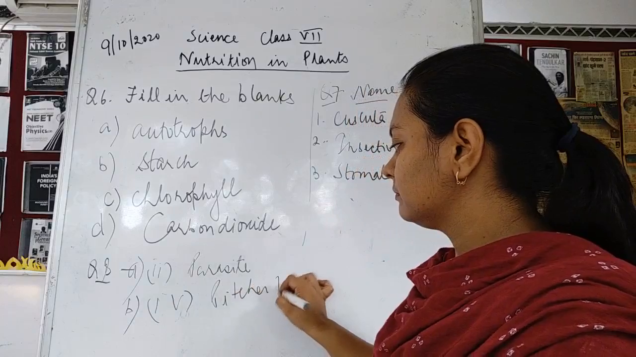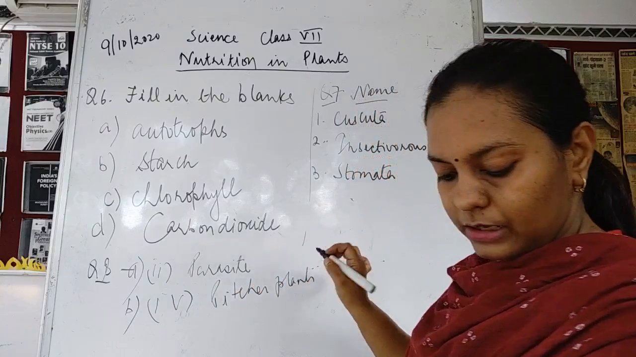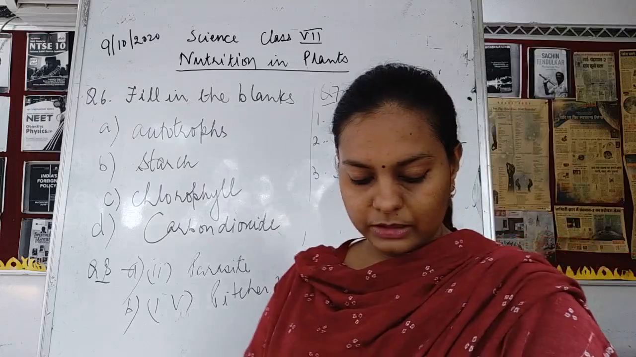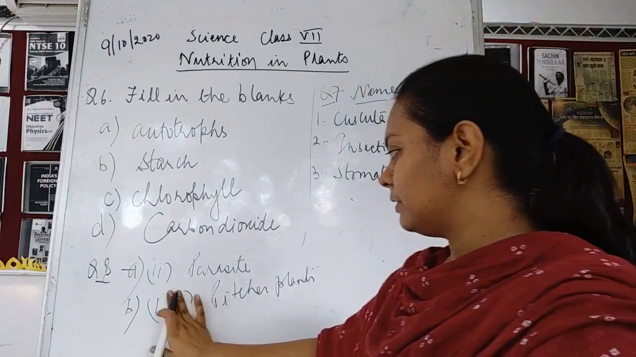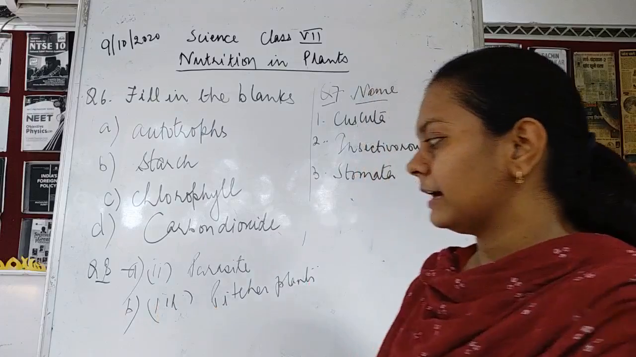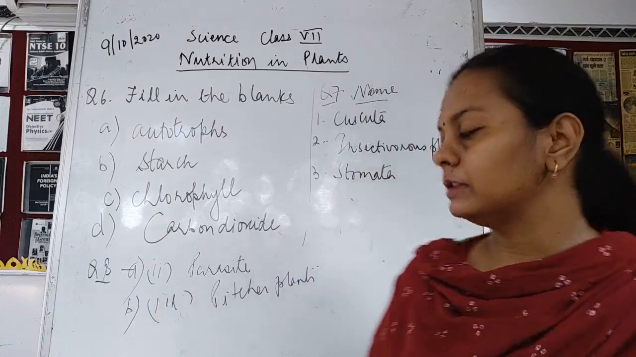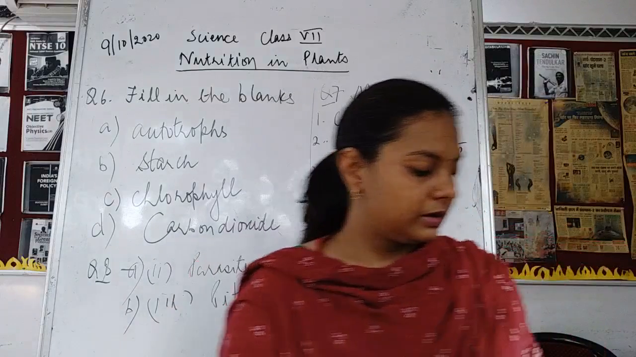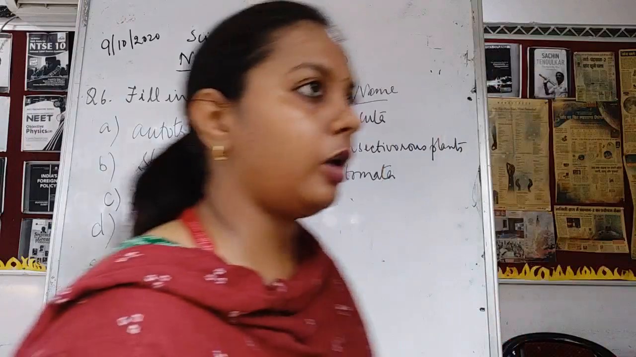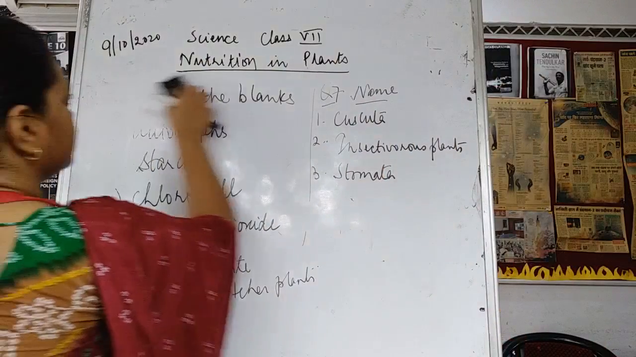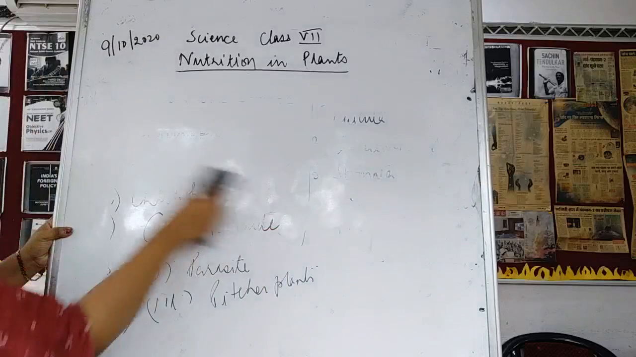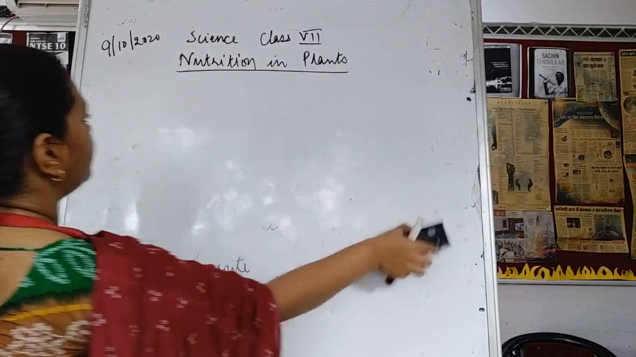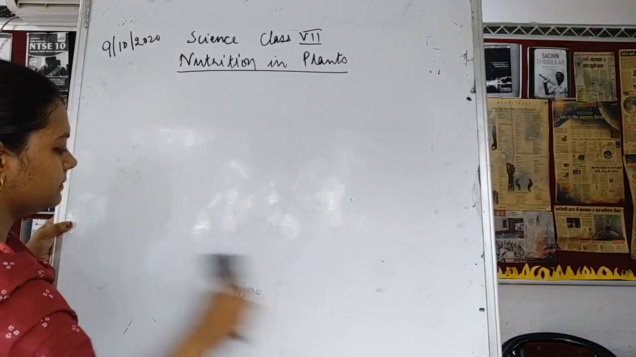Okay, it is third, okay, it is third. I'm so sorry. This is wrongly given in your book. You can mark it as third. So the third option, that is pitcher plant, is the correct one. Okay, so this was about question number 8, that is tick the correct option. Okay, with this, now I move on to the next question.